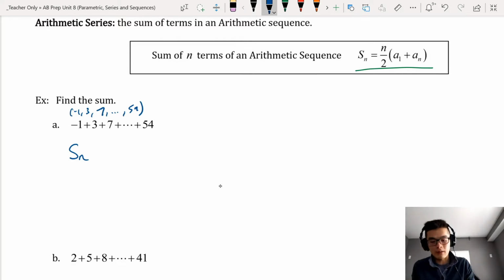We don't know what n is. We need to solve for that. We also need to find the sum. So first rule of order here is to find what n is, then we'll figure out the sum. But for now, let's just at least get the formulas going here.